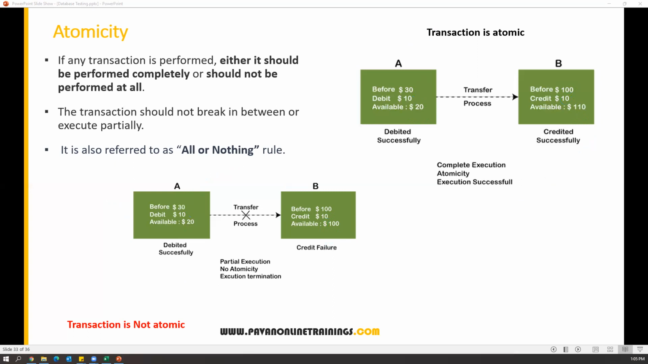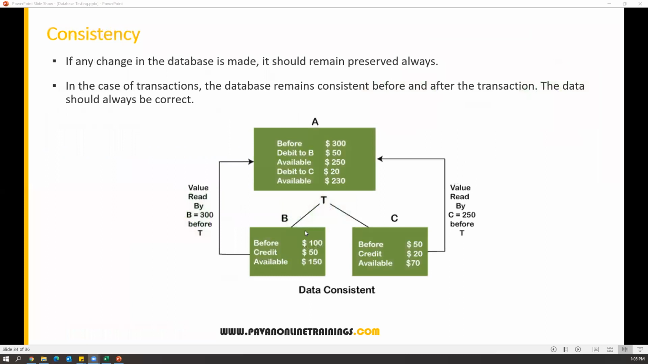And then the next one is consistency. Before and after a transaction, the data should be consistent. If I look at this example, here A contains $300 initially, and A is doing 2 transactions, one to B and another to C. Initially $300 is in this account and debited to B. Now A sent $50 to B, and the available balance is $250. Till here, 1 transaction. Initially 300, and $50 sent to B. Now available is $250.